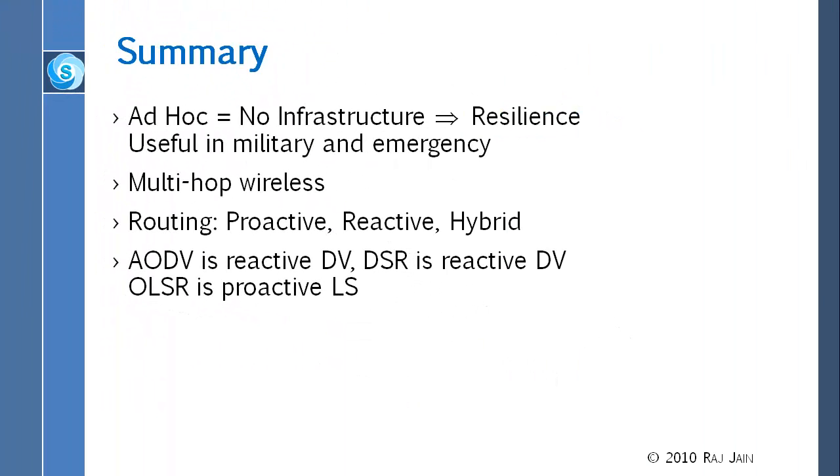All right, that brings to the end of this ad hoc lecture. And as we said, ad hoc means no infrastructure, and that way it is very resilient. Resilient means that it survives failures. If something fails, it still works. It is useful in military and emergency situations when the infrastructure may have failed. It also results in multi-hop communication over the wireless. Now you have 3 kinds: proactive, reactive, and hybrid. Hybrid is a combination of reactive and proactive.